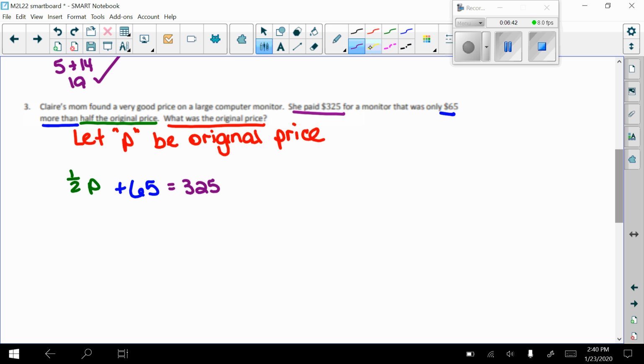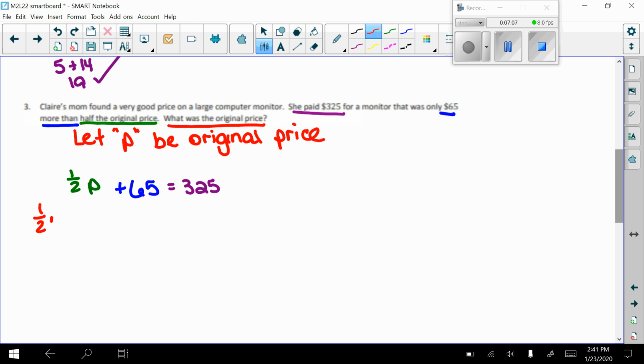So let's use the process that we talked about earlier. Is there anything on the left I can combine? Nope. Is there anything on the right I can combine? Nope. Is there anything to be distributed? Nope. All right, step 1's done. Step 2, undo your constant. 65 is my constant, plus 65.